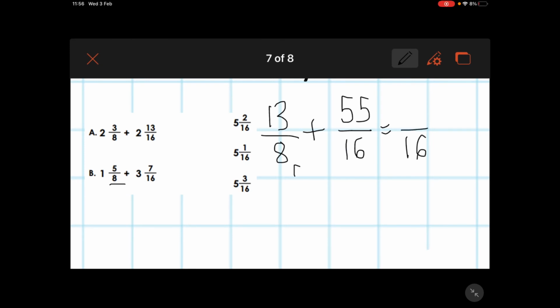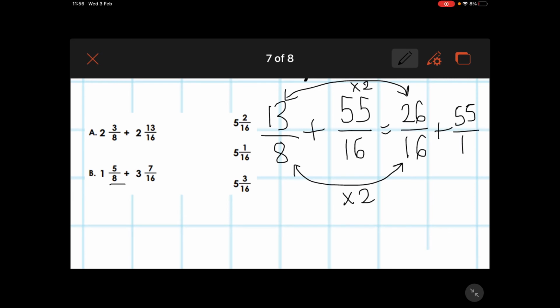What did I do to 8 to get to 16? I multiplied it by 2. Multiply 13 by 2. That will give you 26. Add 55/16. 55 add 26 is 81.